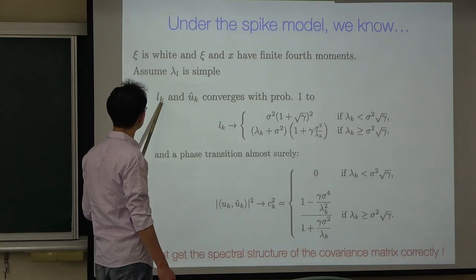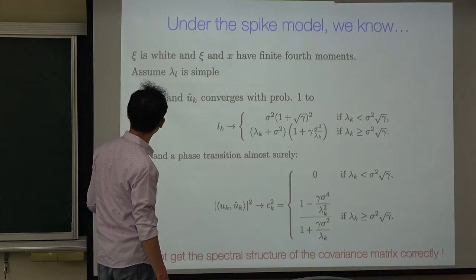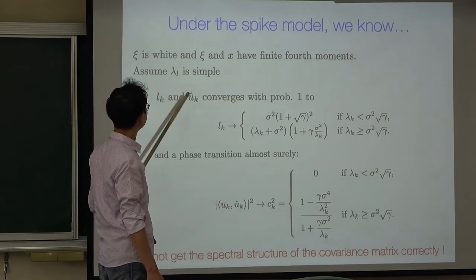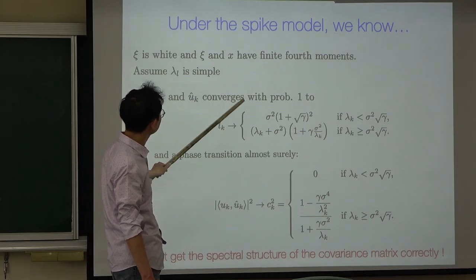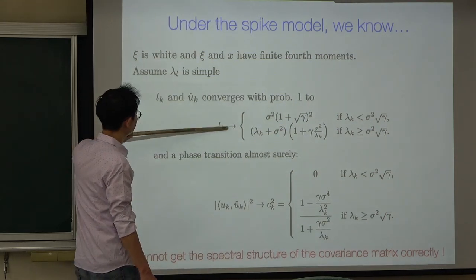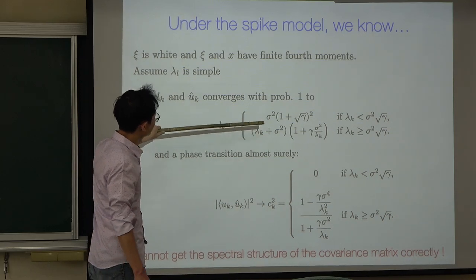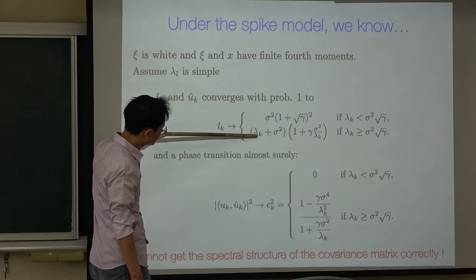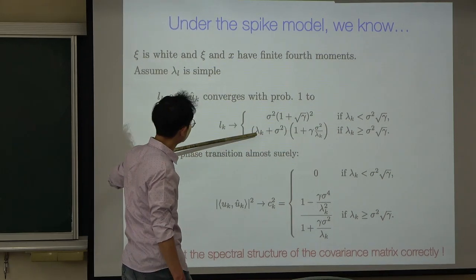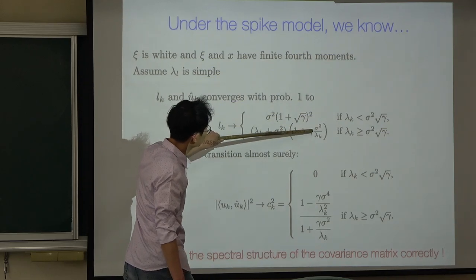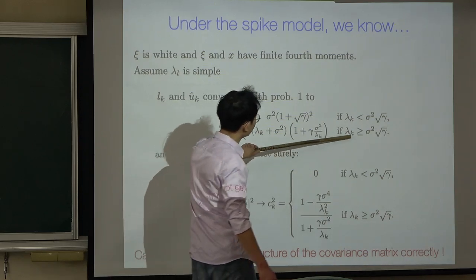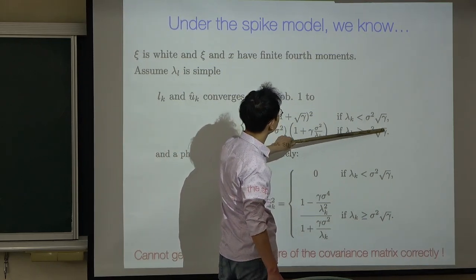Then lambda k and u k, the sample eigenvalue and the sample eigenvector, converge with probability one to the following. The sample eigenvalue will converge to the population eigenvalue, but it is perturbed in this way. You get lambda k plus sigma squared, 1 plus gamma, sigma squared divided by lambda k, when lambda k is greater than sigma squared times square root of gamma.